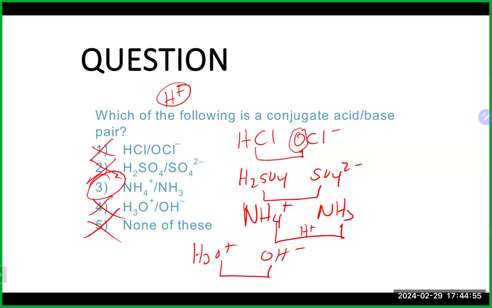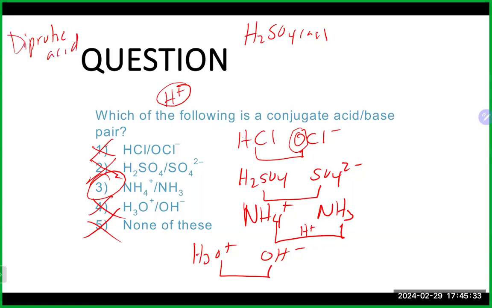Now, you might be wondering, SO4 2 minus, for example, and H2SO4, they do seem related to each other. And you're not wrong in the sense that they are related to each other, but they do not meet the definition of a Bronsted Lowry acid or base conjugate pair. And that is because H pluses actually do come off one at a time. So when we lose H pluses, they don't both come off. Something like H2SO4 is what they like to call a diprotic acid.